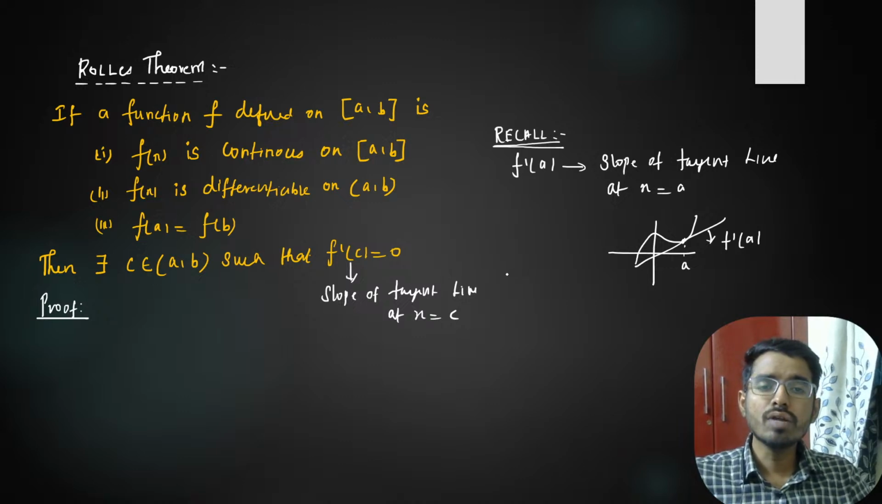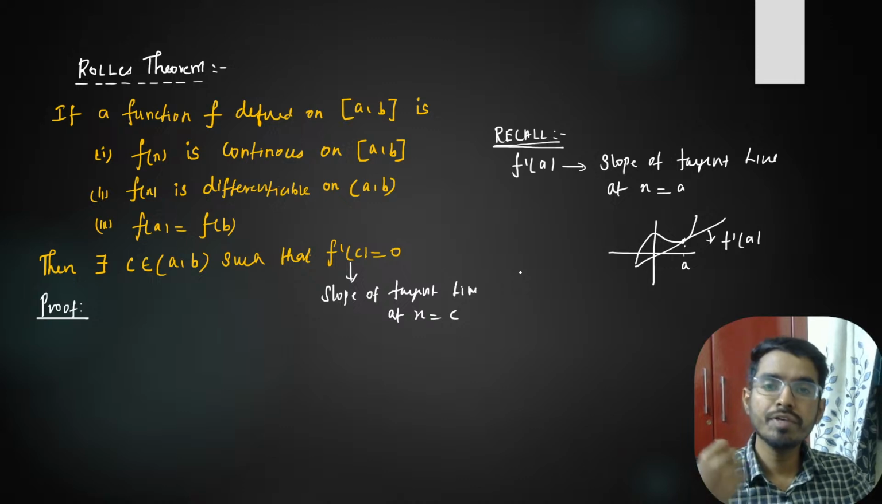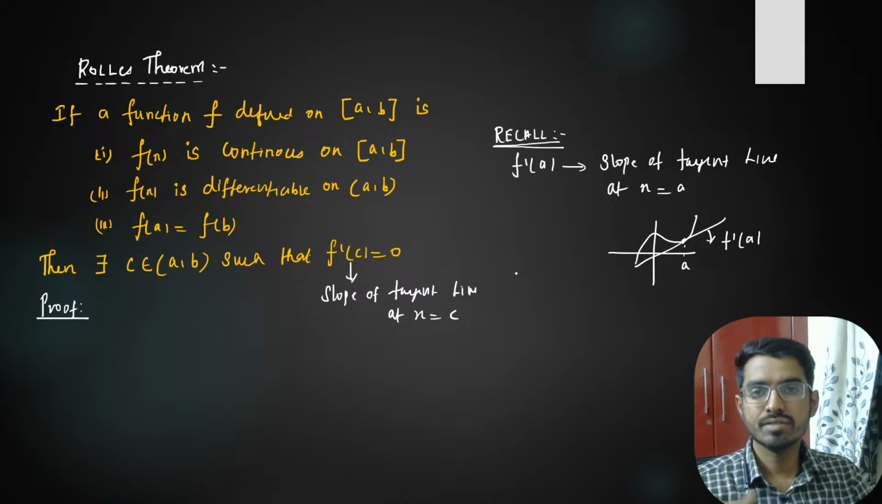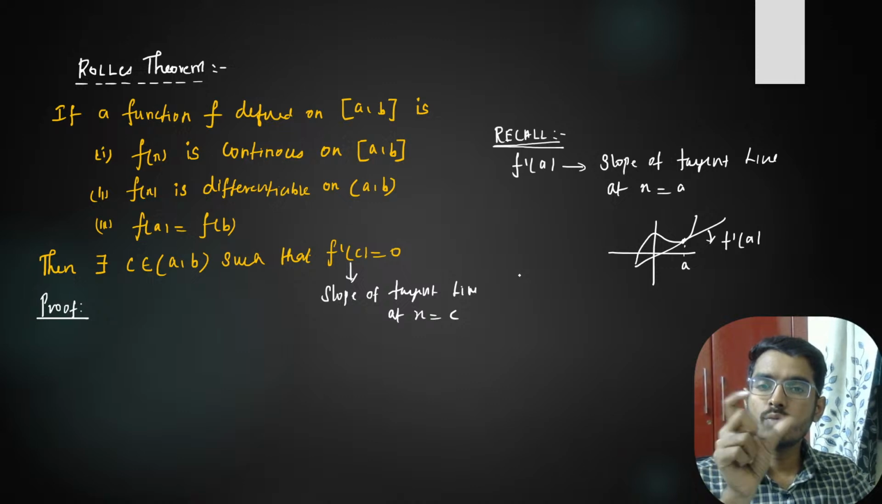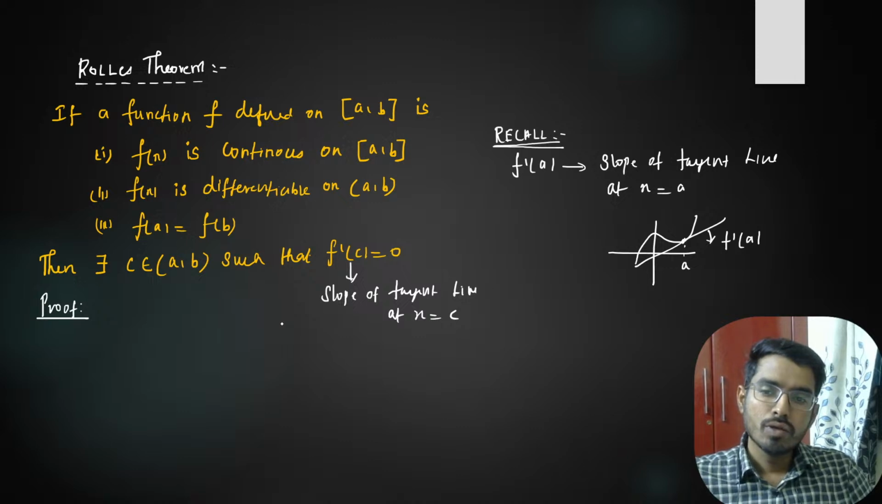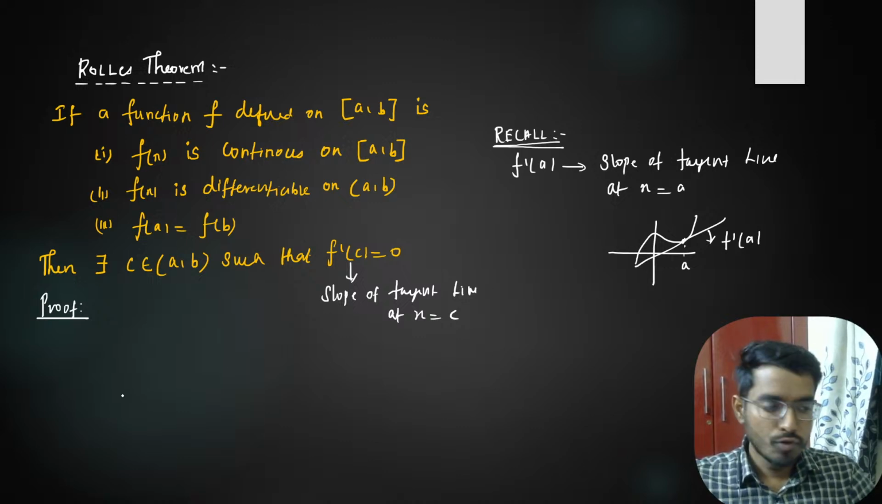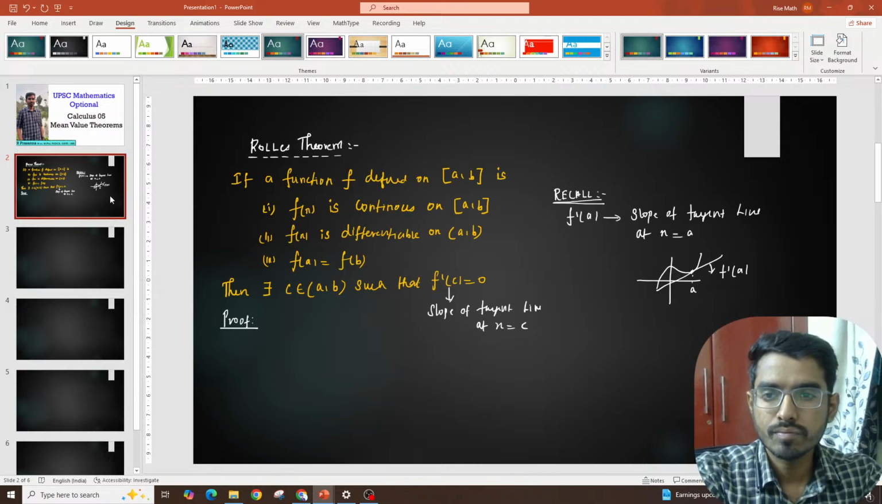Why? Because remember, slope will be 0 when your line is parallel to the x-axis, right? When your line is parallel to the x-axis, slope will always be 0, because your y coordinates are the same. That means slope will be y2 minus y1 divided by x2 minus x1, right? Okay. So we will have a geometrical proof for this first, then we will prove this mathematically.